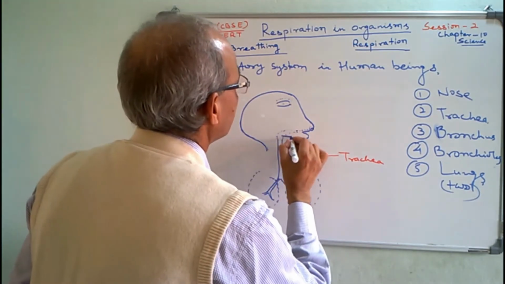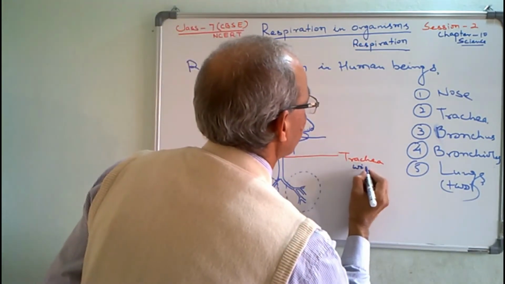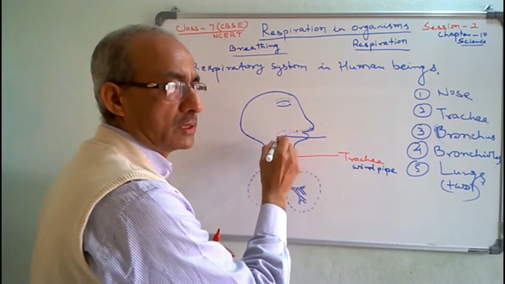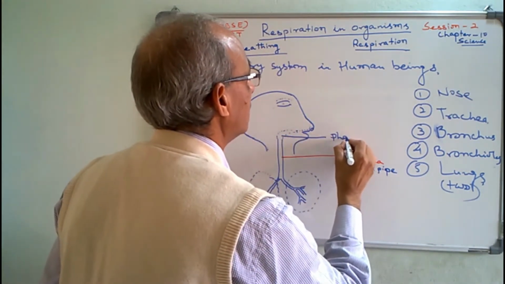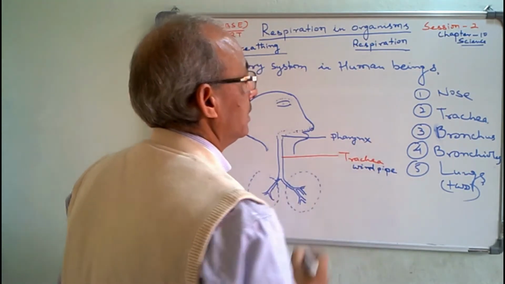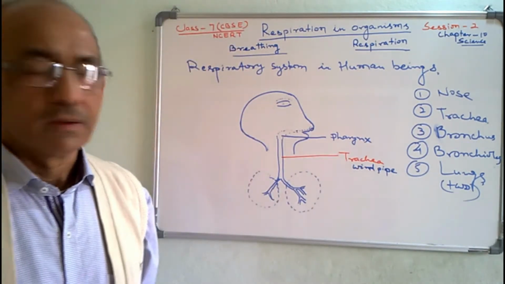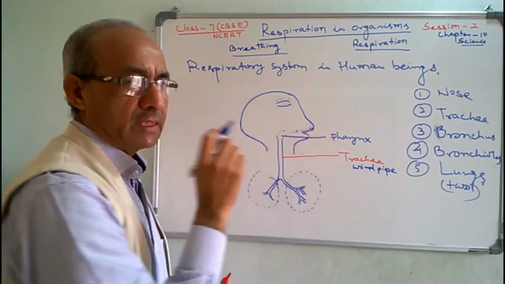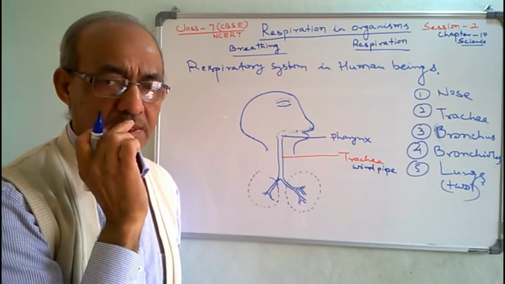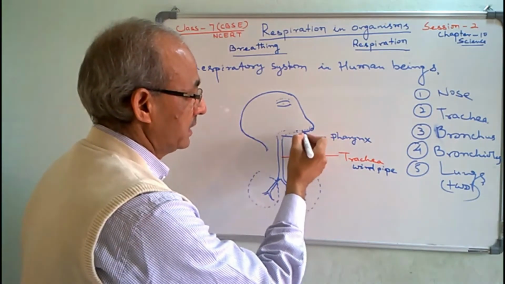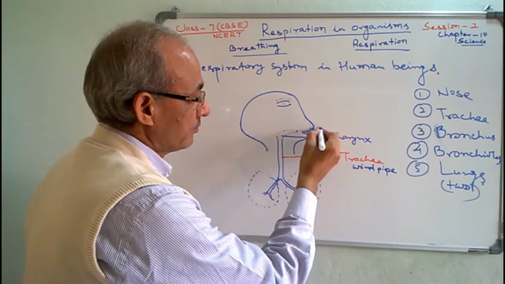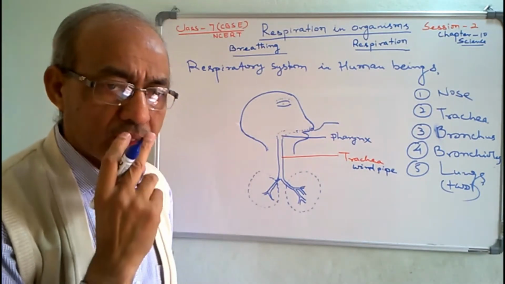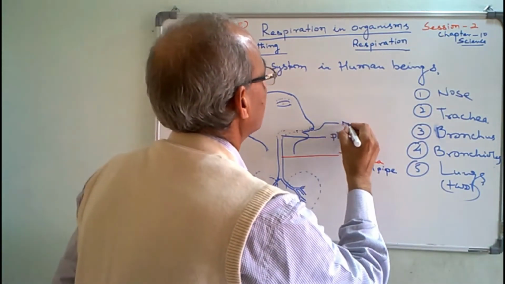The same passage where the trachea or windpipe opens is called pharynx. You know the pharynx? Pharynx is the common passage where food pipe and windpipe open. And this pharynx is attached with the nasal passages. Finally, the nasal passage opens in your nose by nasal apertures. Two nasal apertures are found in your nose. This is your nose.